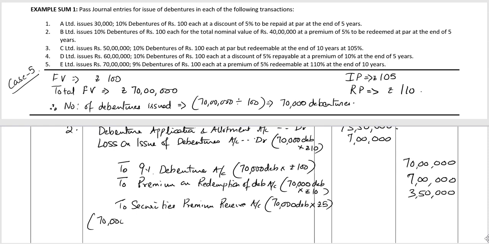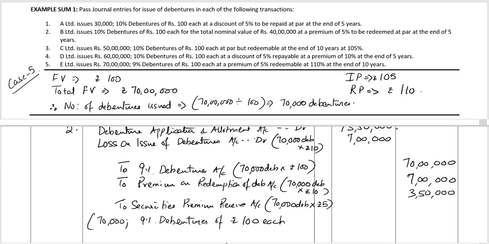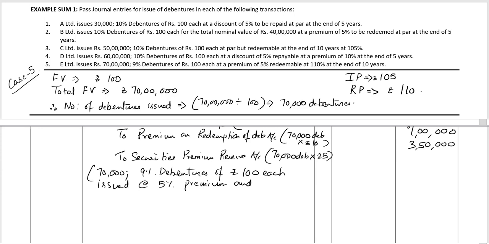Narration: 70,000, 9% debentures of rupees 100 each, issued at 5% premium and redeemable at 10% premium.